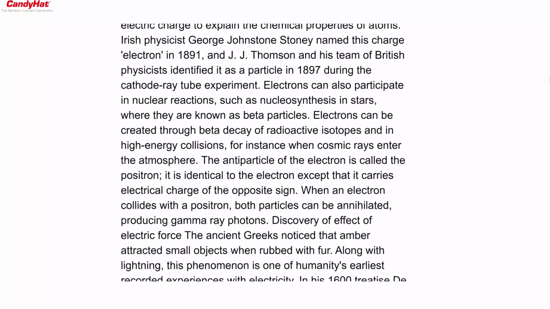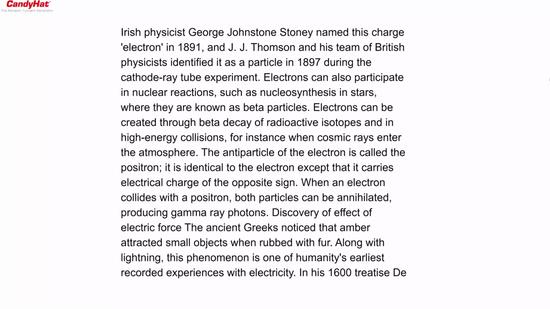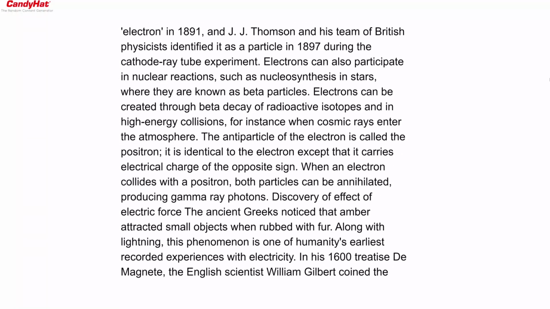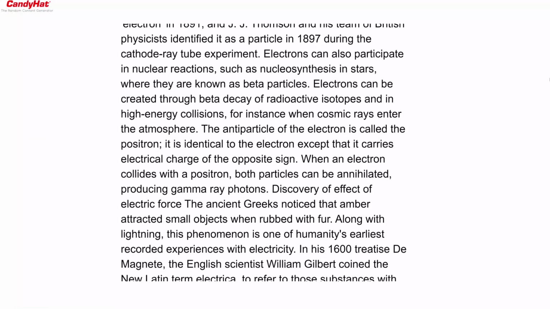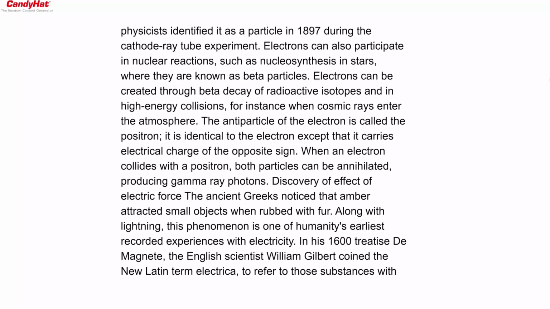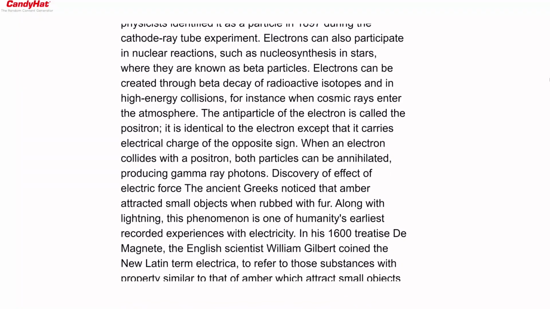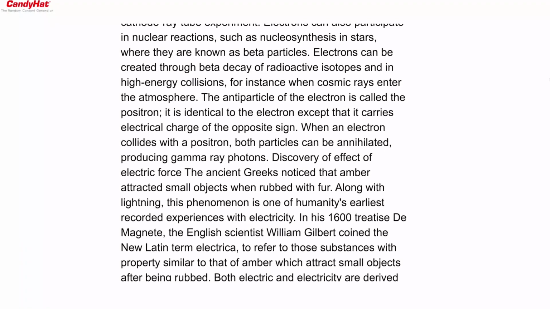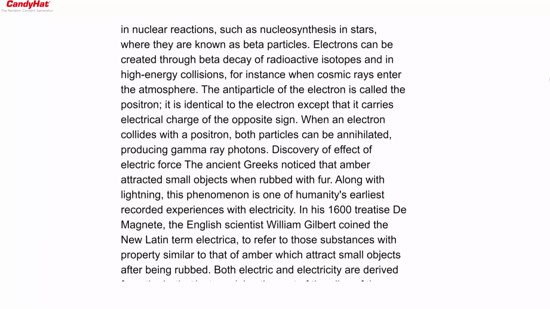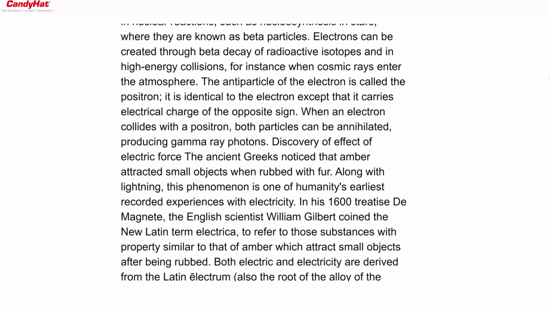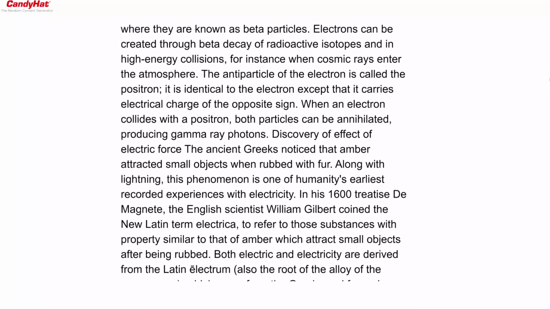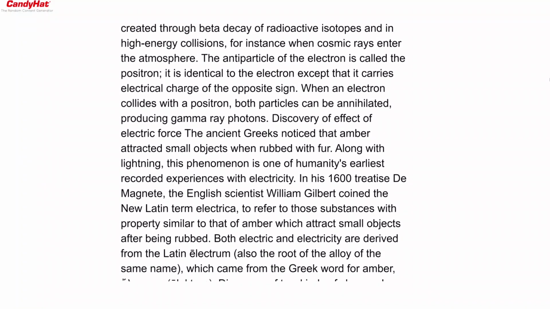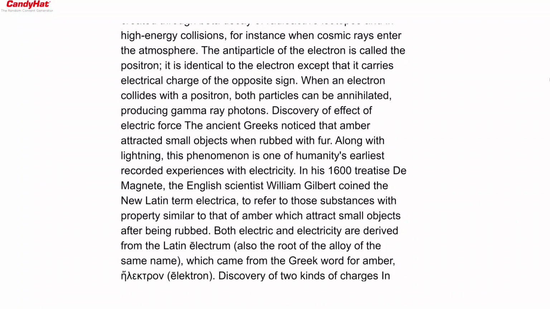Discovery of effect of electric force. The ancient Greeks noticed that amber attracted small objects when rubbed with fur. Along with lightning, this phenomenon is one of humanity's earliest recorded experiences with electricity. In his 1600 treatise De Magnete, the English scientist William Gilbert coined the new Latin term electrica, to refer to those substances with properties similar to that of amber which attract small objects after being rubbed.